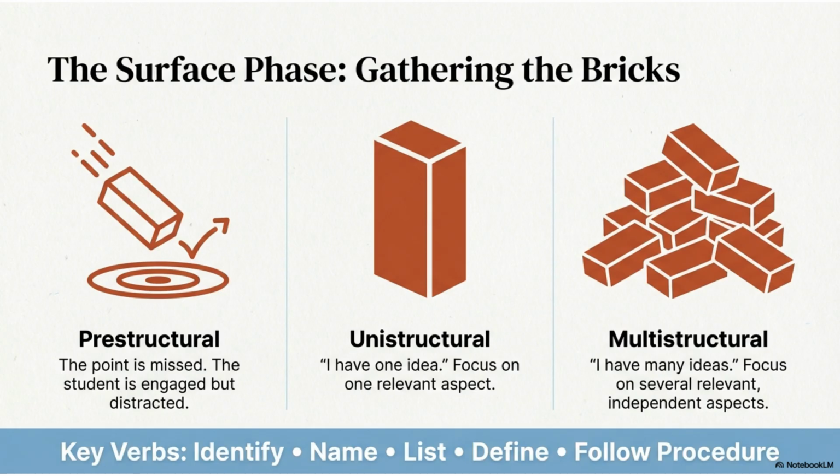The surface phase involves gathering the bricks. This includes pre-structural, where the point is missed, unistructural, focusing on one relevant idea, and multistructural, where several independent ideas are present. Key verbs here are identify, name, and list.